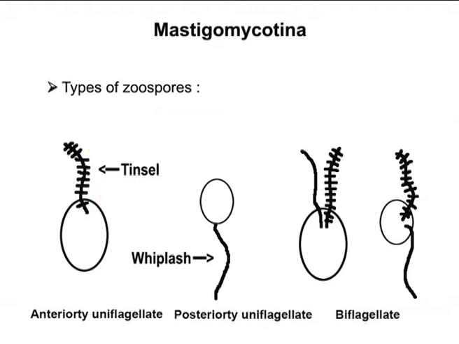The second type of zoospore is posteriorly uniflagellate. The flagellum is of whiplash type. And the third group is represented by the biflagellate zoospore, where one flagellum is of tinsel type and another is whiplash type, and may be present either laterally or anteriorly with the whiplash flagellum projecting backward.